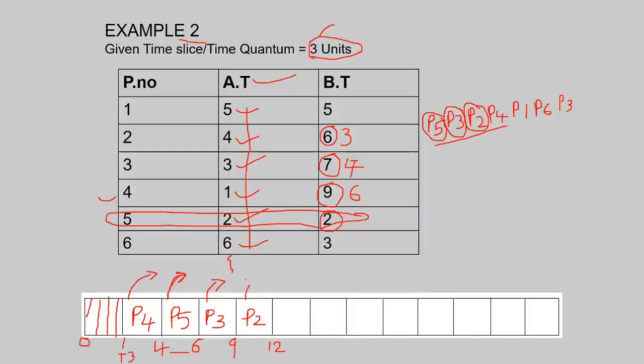Check whether P2 has completed its full execution. P2 has not completed its full execution. Still 3 units are remaining, so put P2 into the queue now. Now allocate the next process, P4.